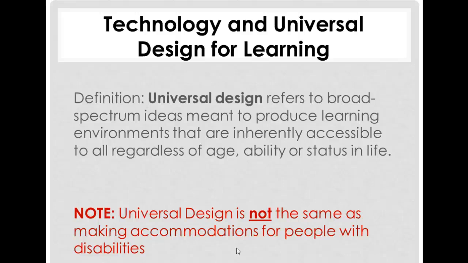So one of the most important points I always like to make is universal design is not the same as making accommodations for people with disabilities. A lot of times people think, oh, okay, well, I don't have to worry about this because I don't have a student with a disability in my class. Universal design kind of throws that on its head because it doesn't care whether you have a specific student with a disability. The idea is that you should build everything for as many people as possible and not wait for someone who has some kind of issue to come in and then make the changes.